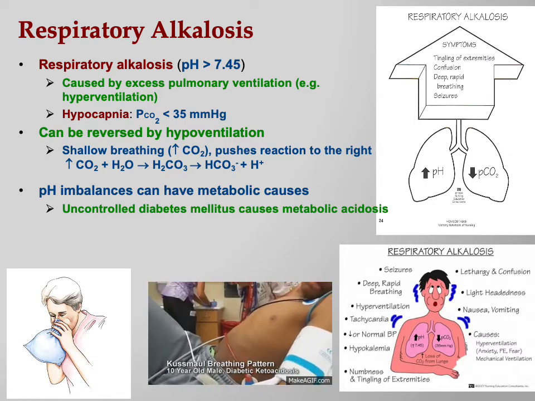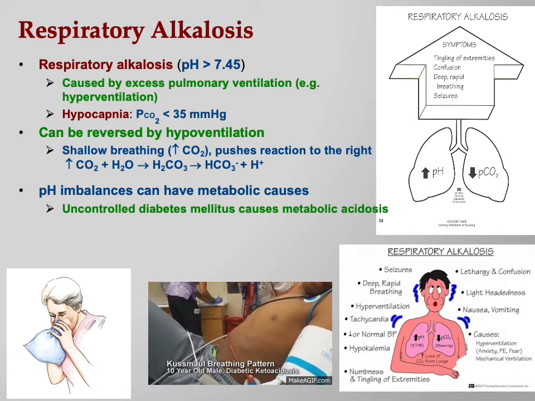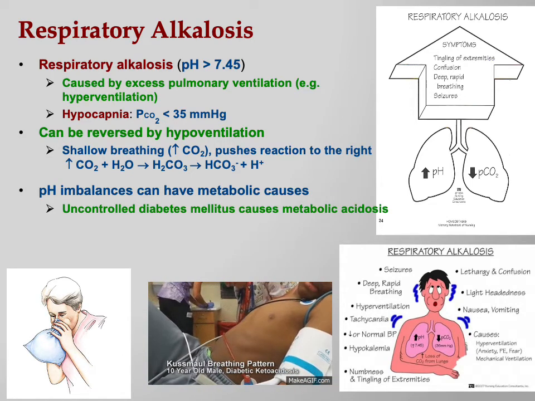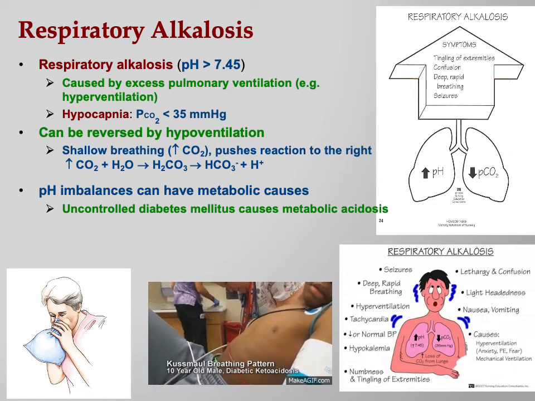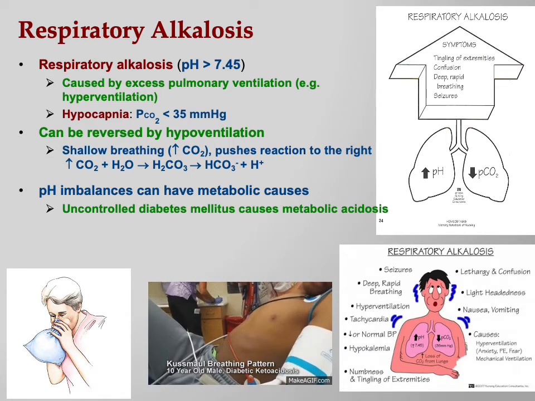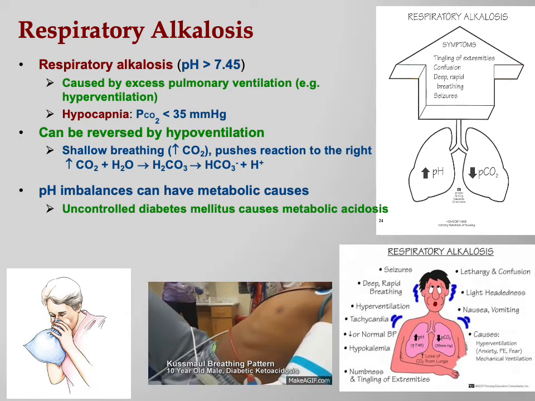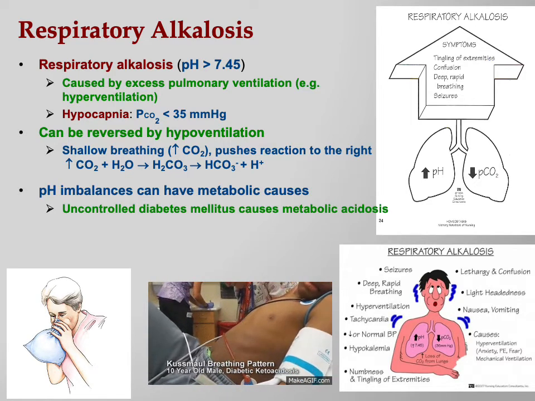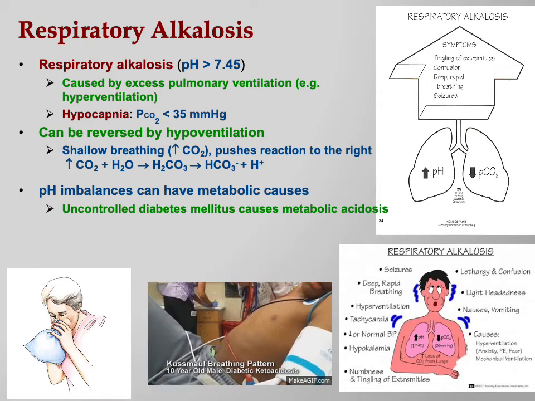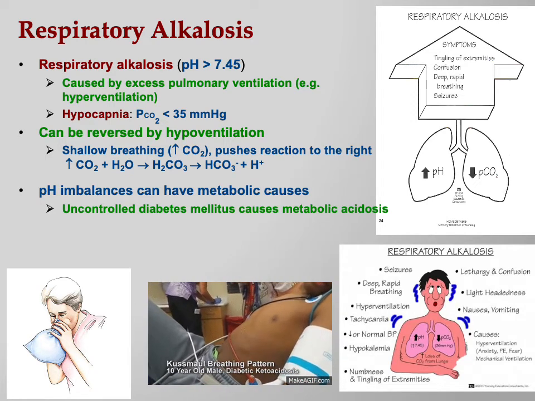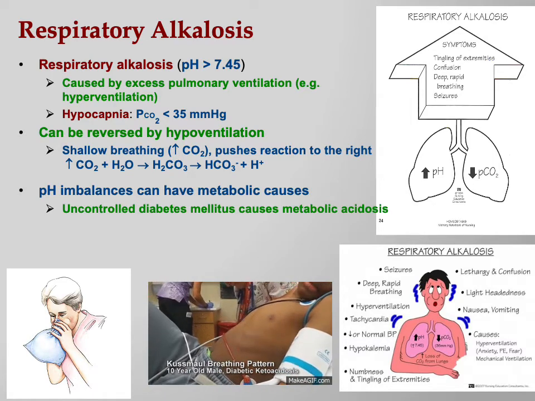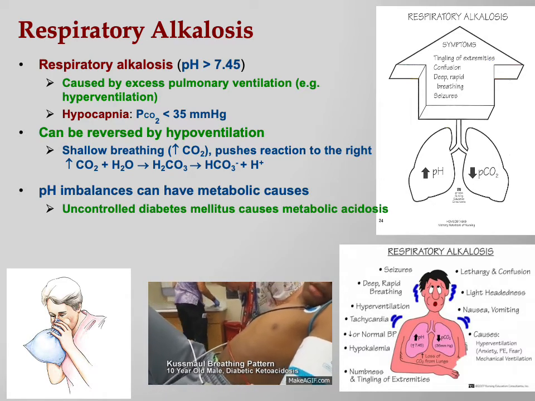So uncontrolled diabetes mellitus can cause metabolic acidosis. We'll talk about this later in the semester. People can go into what's called diabetic ketoacidosis. In diabetic ketoacidosis, it's because of the diabetes that they end up acidotic. They end up with too much acid in their body. So guess what one of the classic signs or symptoms of a person in diabetic ketoacidosis is? They are hyperventilating like crazy.